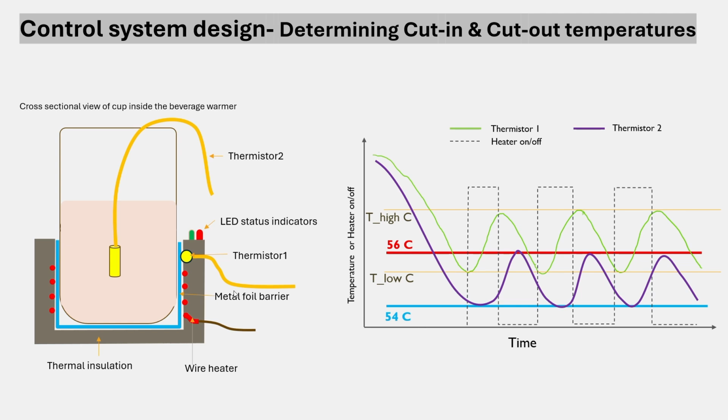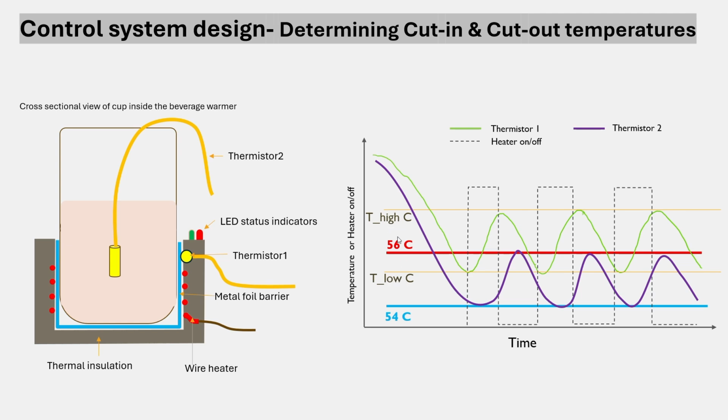So you want this thermistor, for example, thermistor 2, denoted by this purple line, controlled between 54 and 56, while your thermistor is controlled between some other temperature range. That other temperature range is called the cut-in and cut-out temperatures. And the reason for cut-in and cut-out temperatures is that's when the heater cuts in, or the heater turns on, and when the heater turns off. So heater turn on and off is controlled by this thermistor and by the limits T low and T high.